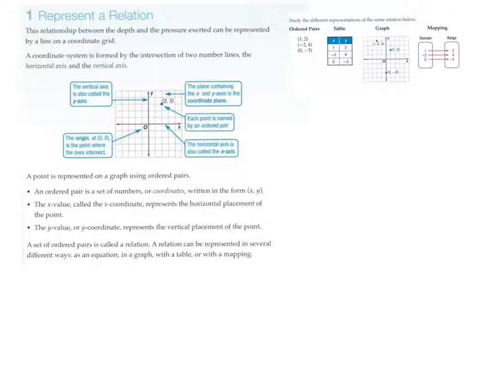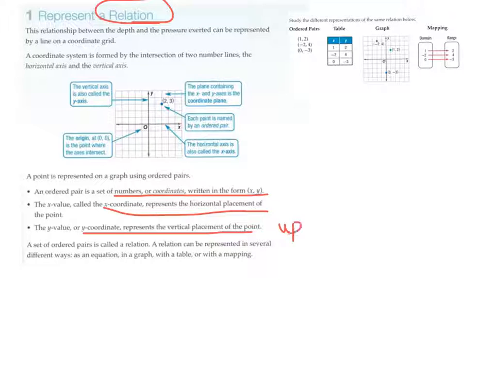Right, there are four ways of representing a relation, and a relation is represented by the x, y coordinates, or what's called ordered pairs. And so we have x, y. The value of x goes along the horizontal, and the value of y goes along the vertical. So this one goes up and down, and this one goes left and right.